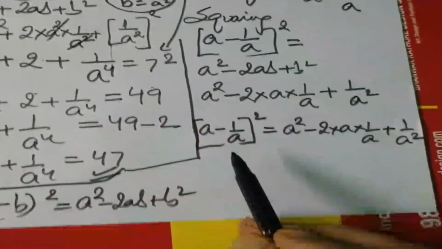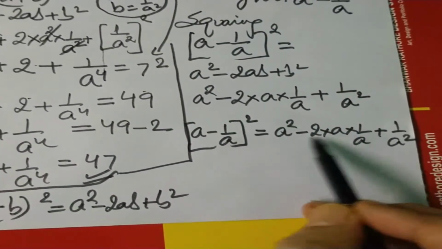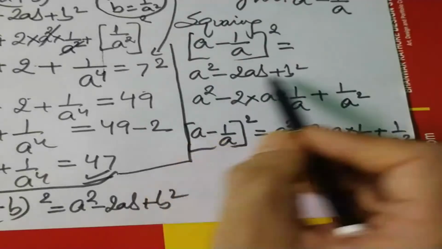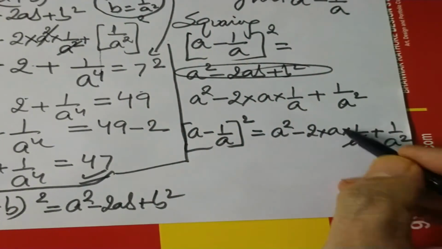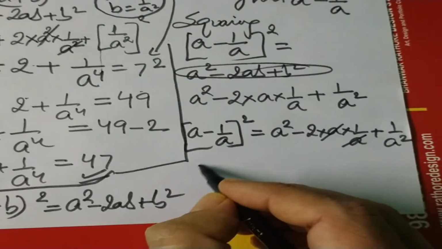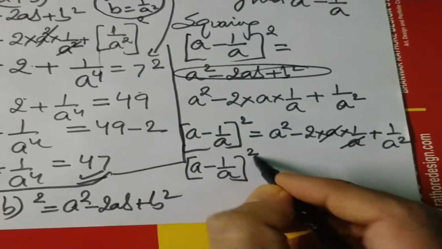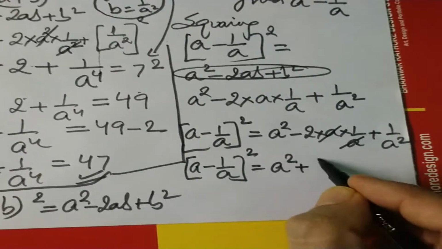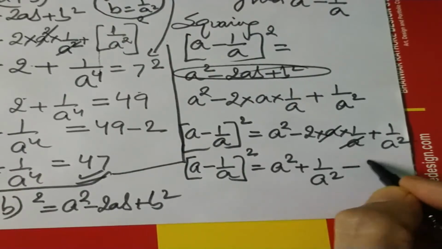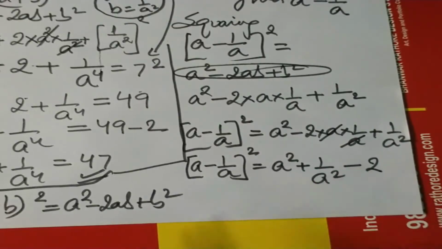So this answer will become (a minus 1 upon a) whole square is equal to a square. This is based on the formula. When I simplify, a and a will divide, and it will become (a minus 1 upon a) whole square is equal to a square plus 1 upon a square and minus 2. I have written a square and 1 upon a square together and minus 2.